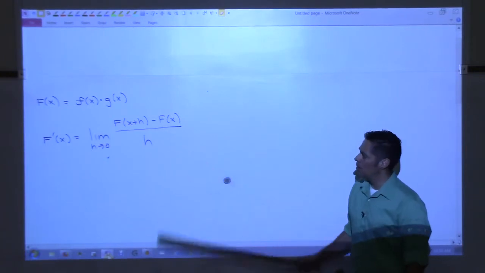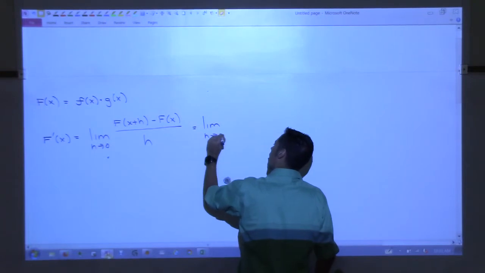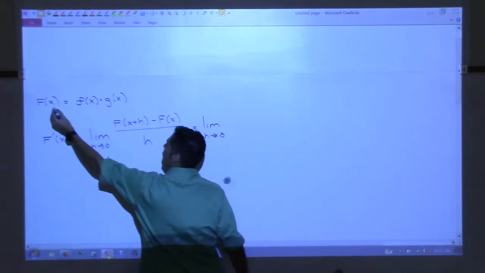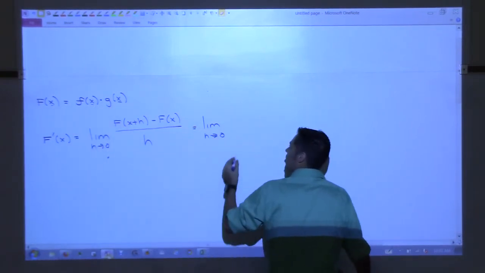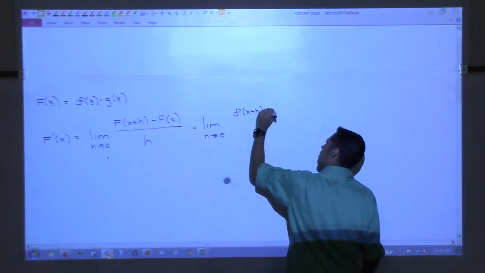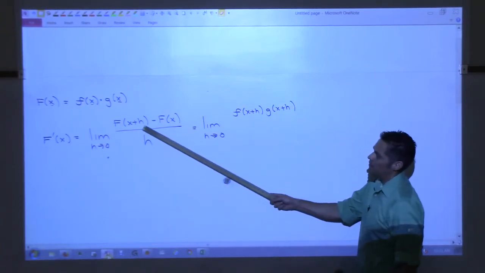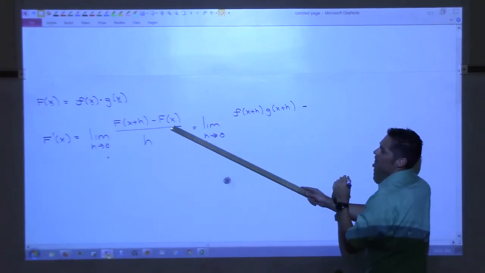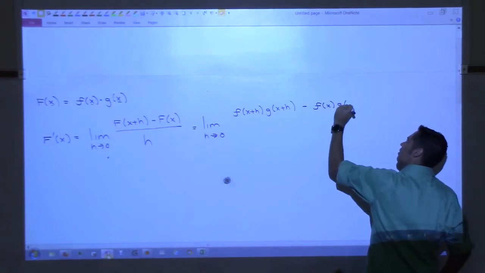Yes? Now, this is equal to limit h goes to 0. Now, capital F of x plus h means I'm going to replace this with x plus h, which means replace that and that with x plus h. So we get little f of x plus h times little g of x plus h. That's the top left. And then minus capital F of x, which is just little f of x times g of x.